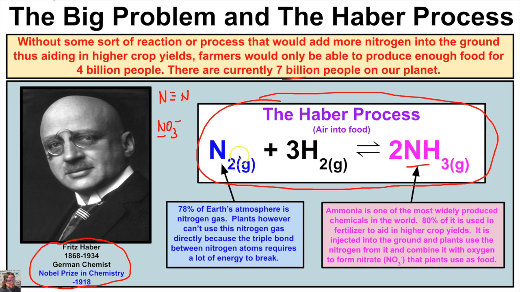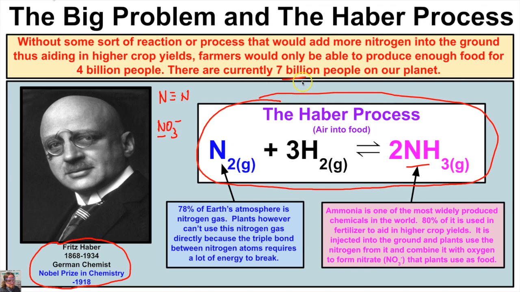So because of this process, taking nitrogen gas from the atmosphere and reacting it with hydrogen to produce ammonia that plants can then use the nitrogen from as their food source, we are now able to feed as many people as we need, right?